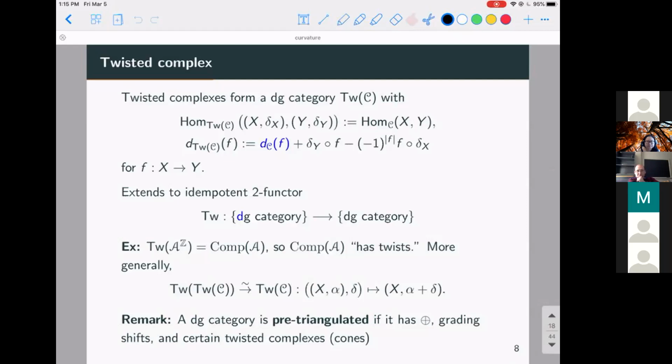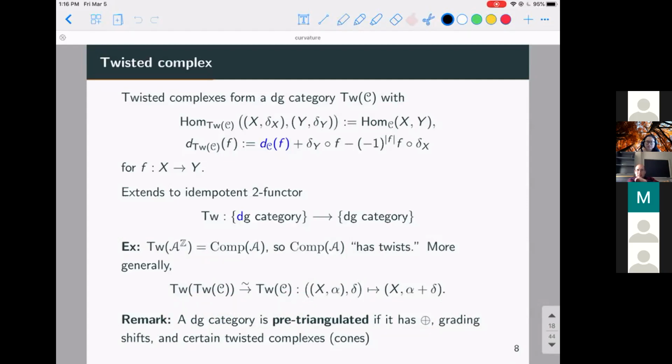And more generally, if you apply Tw twice, then the resulting DG category is naturally equivalent in some suitable sense to just applying it once. And here's the map on objects at least. You just add the differentials, just like in the motivation for Maurer-Cartan. Okay.